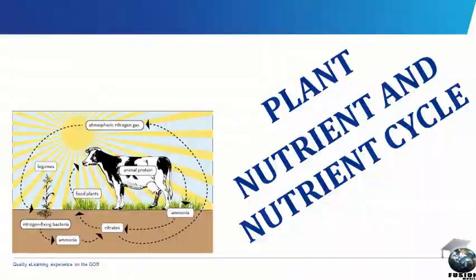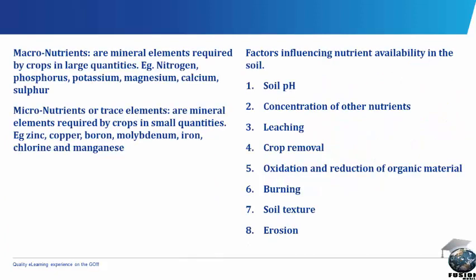Plant nutrient and nutrient cycle. Plants require nutrients or elements obtained from the soil for good growth and healthy development. These elements or nutrients are classified into two main groups, which are the macronutrients and the micronutrients.